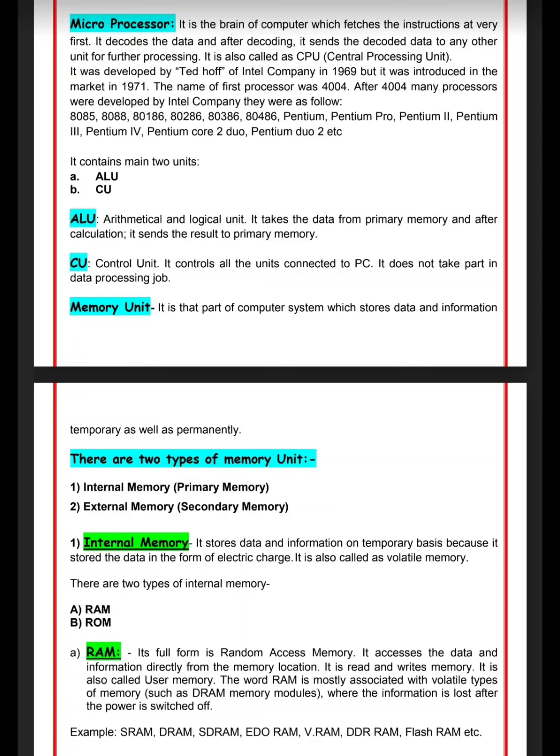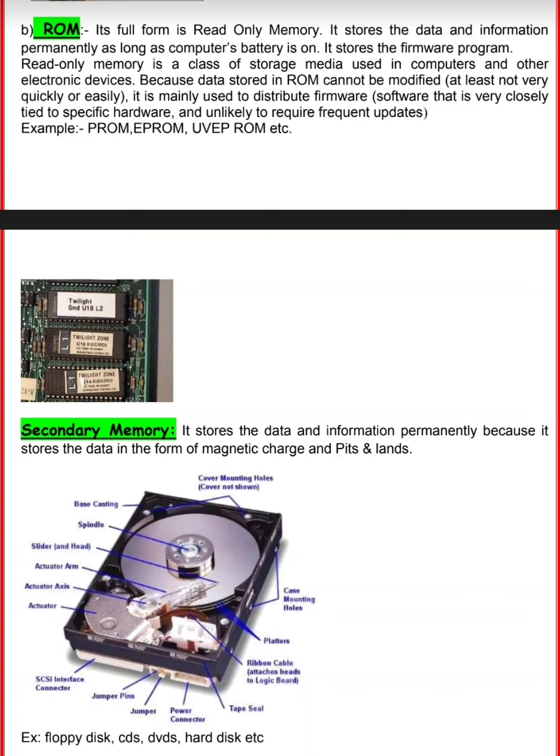The word RAM is mostly associated with volatile types of memory such as DRAM memory modules, where the information is lost after the power is switched off. Example: SRAM, DRAM, SDRAM, EDORAM, BRAM, GDRAM, flash RAM, etc. ROM. Its full form is read-only memory. It stores the data and information permanently as long as computer battery is on.